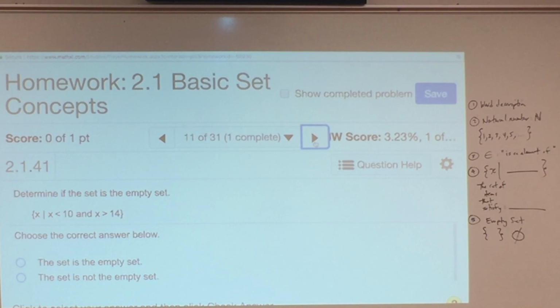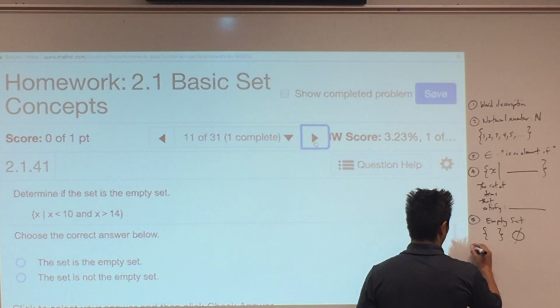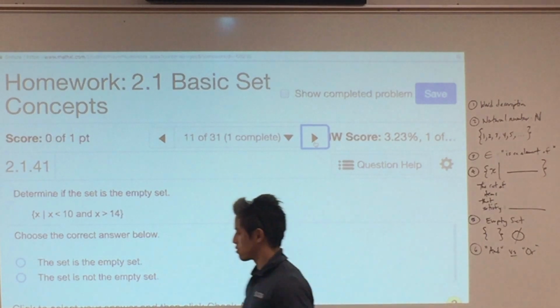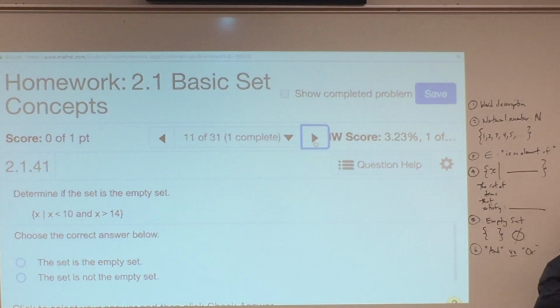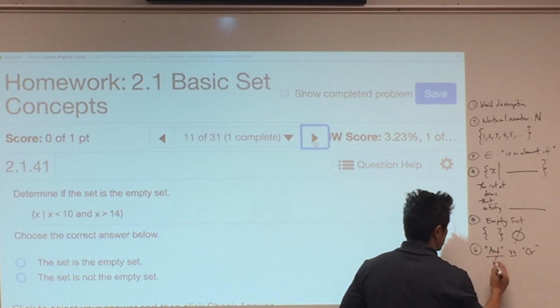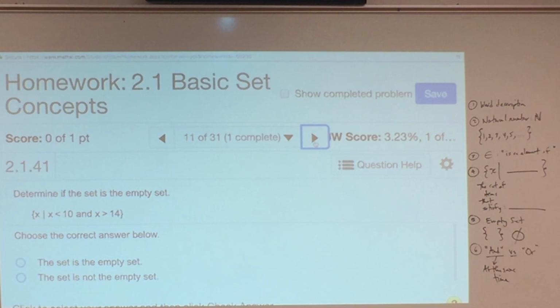Determine if the set is the empty set. Now, this is a really important question because it brings us to the topic of and versus or. So let me put that over here, and versus or, because I can't see this side of the board in my field of view for my camera, for my online class. So, and, I'll talk about or in a moment, but the word and is key because it says it has to happen at the same time. So and means that both things have to be satisfied at the same time.